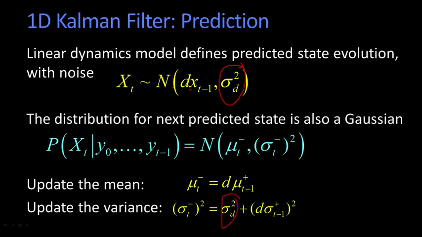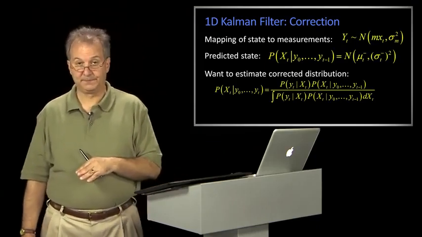So even if we were multiplying by a 1, that is, even if everything was just a 1, our variance would still grow because of the added uncertainty. So the update of the mean and the update of the variance for the Kalman filter is written like this. What about the correction?